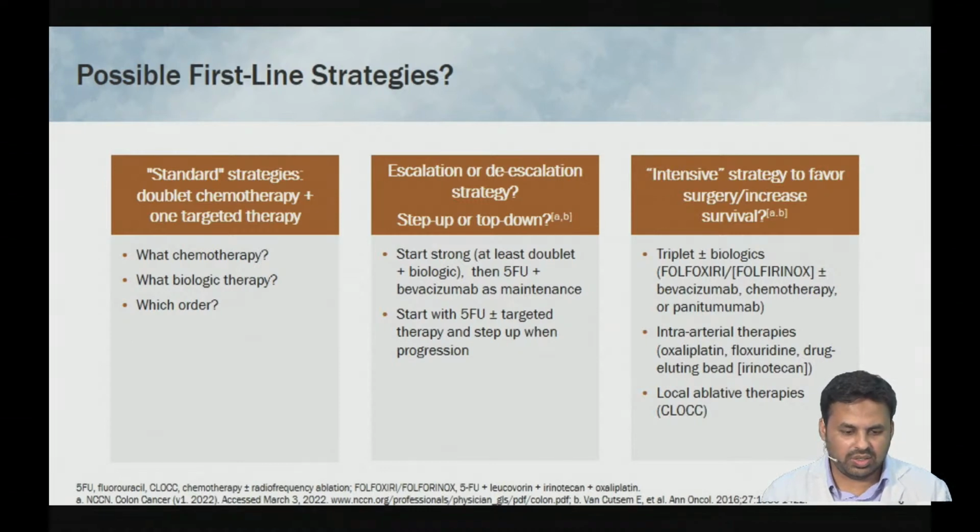Which targeted agent to use depends on the sidedness of the tumor. If it is right sided, we prefer anti-VEGF, and if it is left sided, we prefer anti-EGFR. And if the molecular status is KRAS mutant, we use anti-VEGF, and if it is KRAS and BRAF wild type, we usually use the anti-EGFR agents.